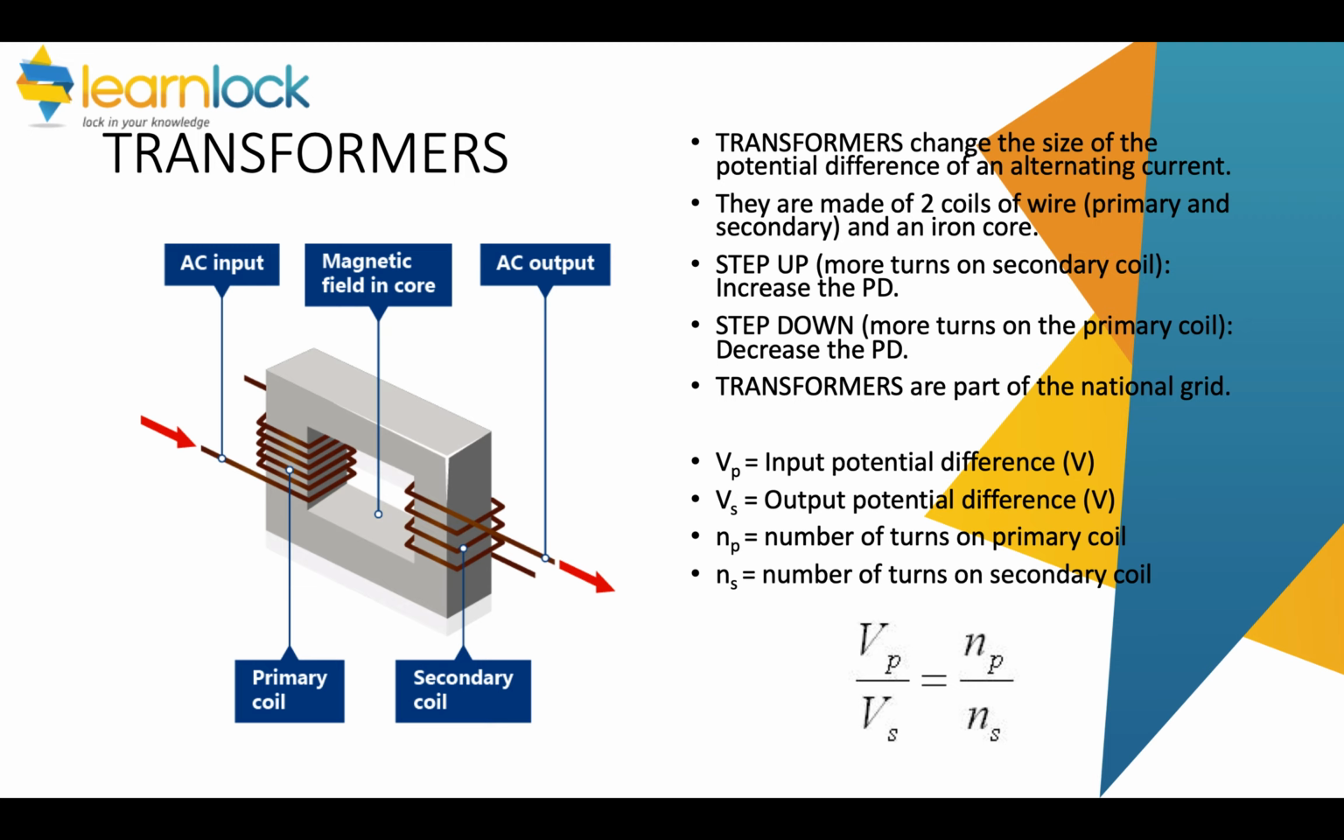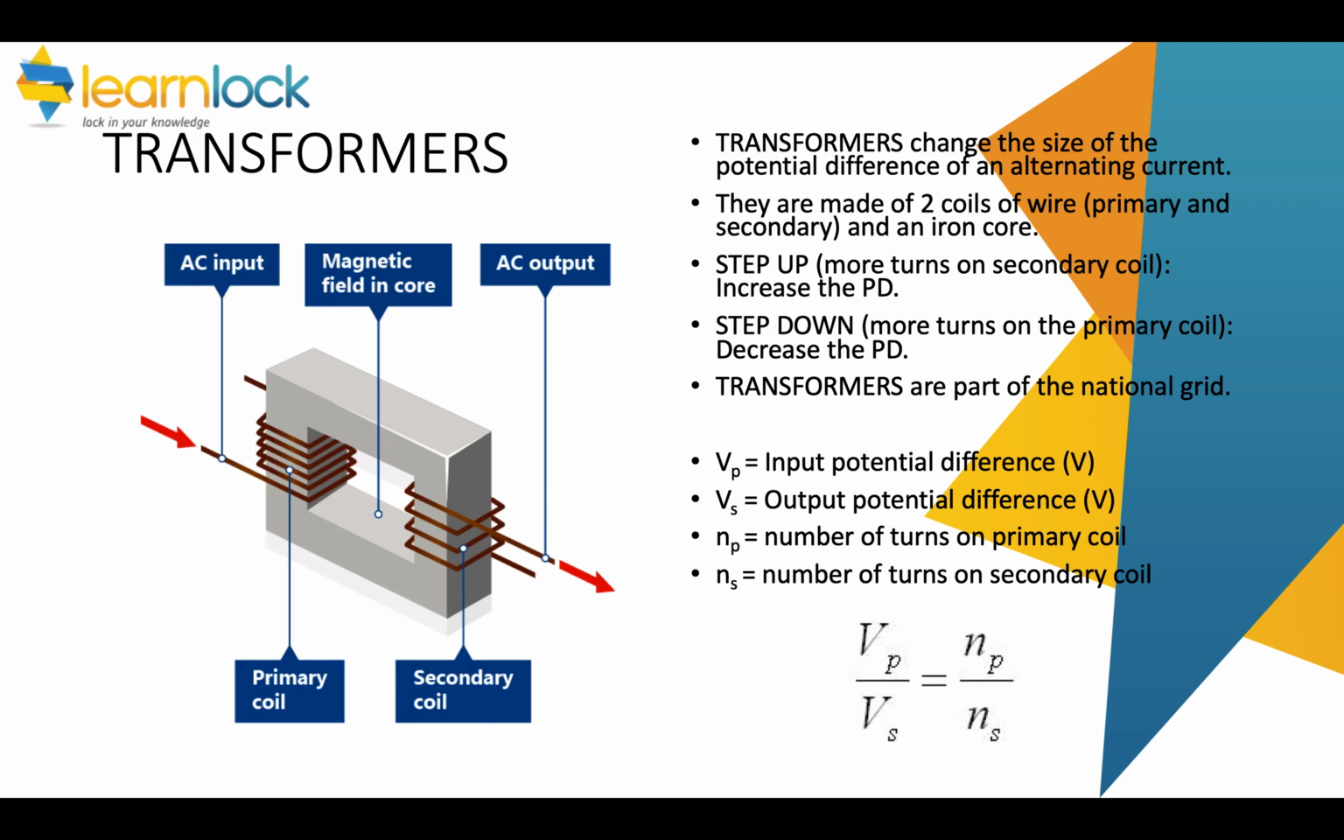Transformers. You will have heard about transformers before in the previous topic on mains electricity. They change the size of the potential difference of an alternating current, and they're made of two coils of wire, primary and secondary, and an iron core.